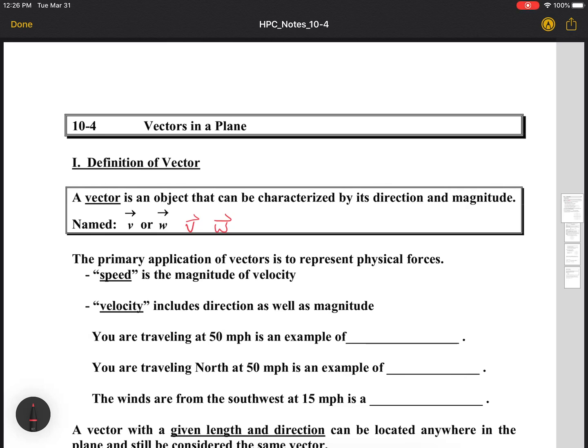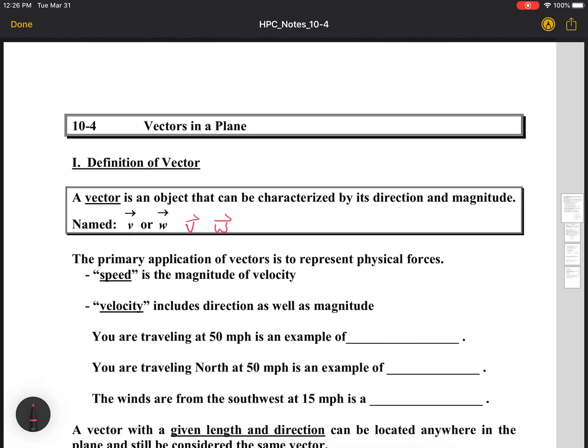The primary application of vectors is to represent physical forces. So we're talking about speed and velocity. Speed is the magnitude of velocity. We've got to remember velocity has a direction and a magnitude. So like velocity, vectors have a direction and a magnitude.